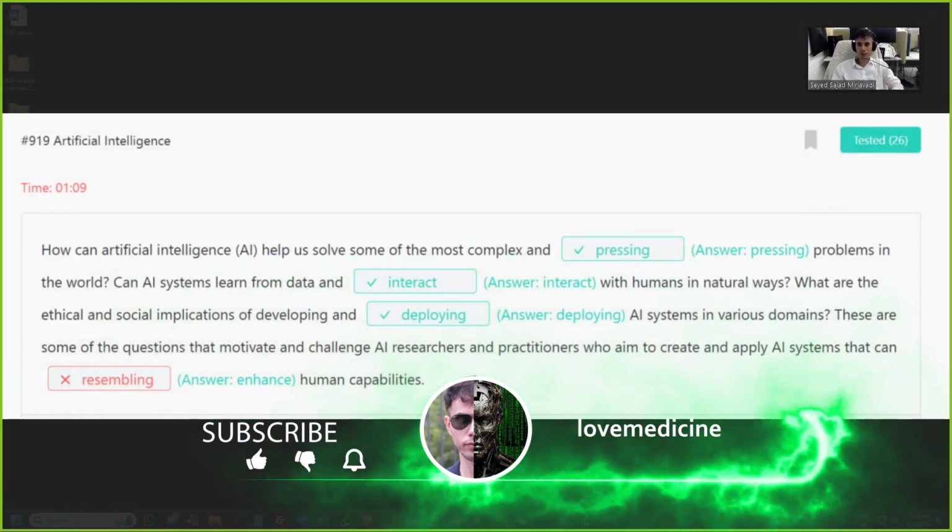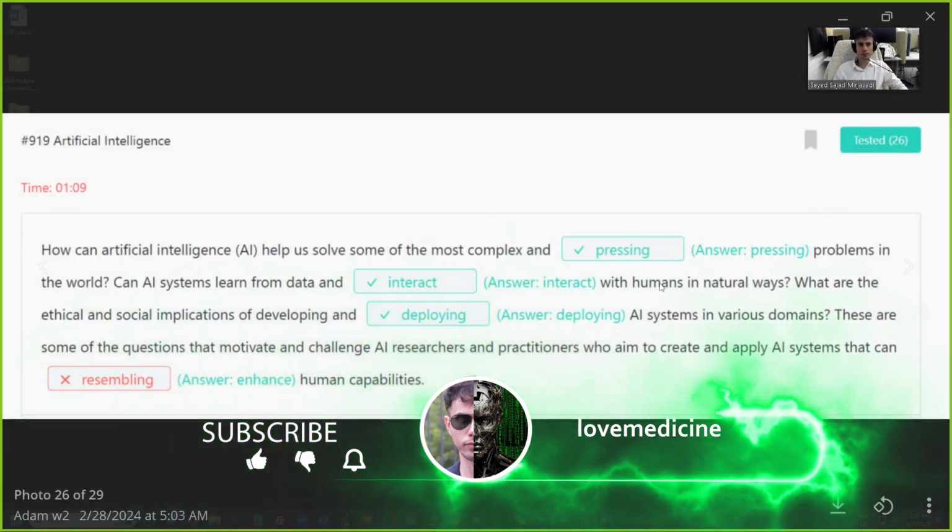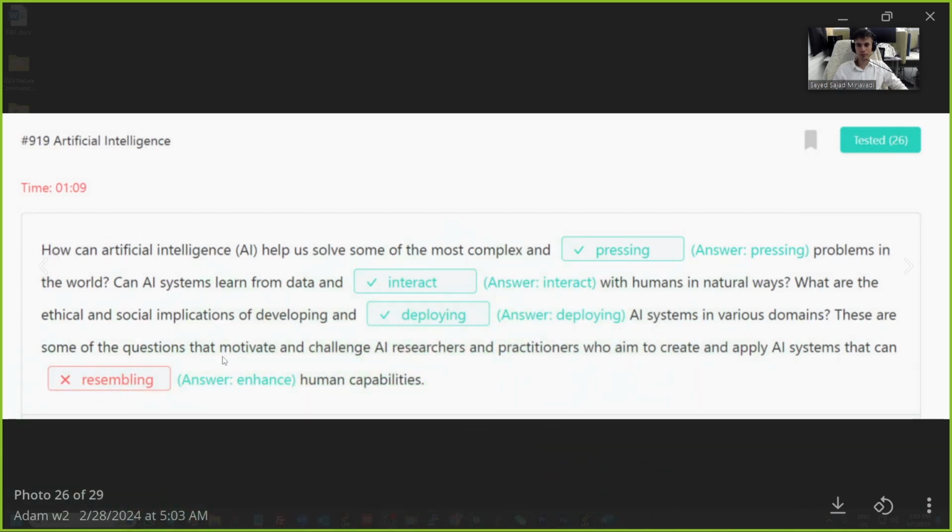Okay, on the first issue, which is about resembling versus enhance, this is actually about what verb forms can go with the modal can enhance. So these systems can enhance, or these systems enhance human capabilities. So we've got that subject-verb agreement.